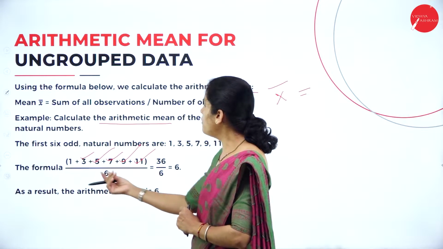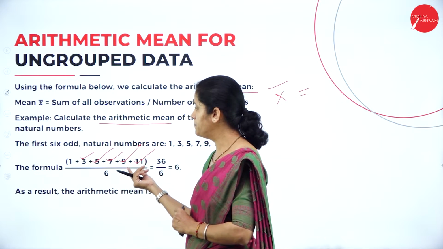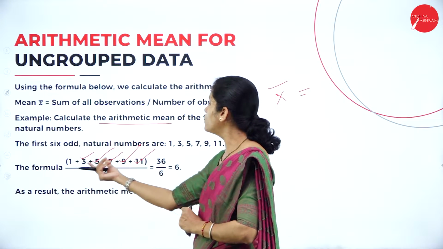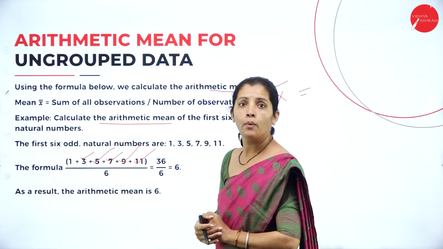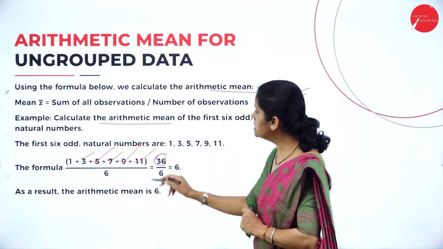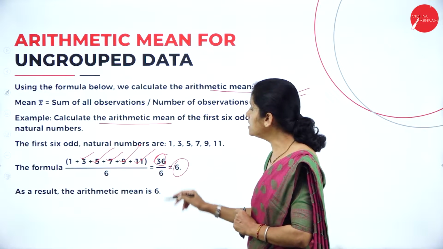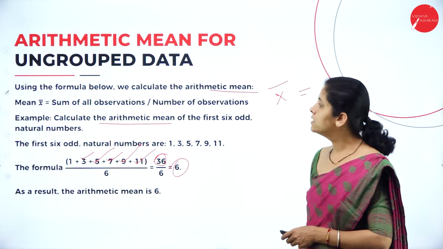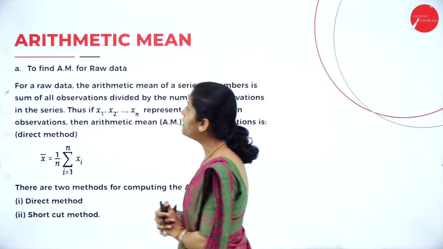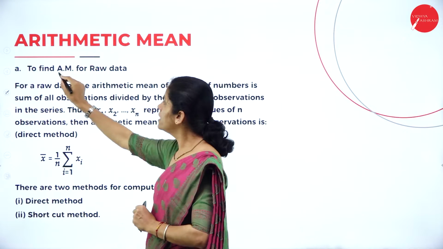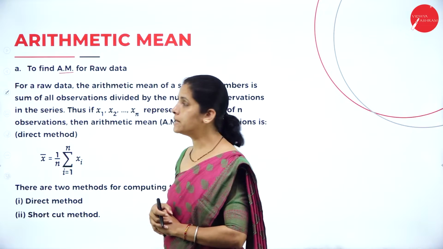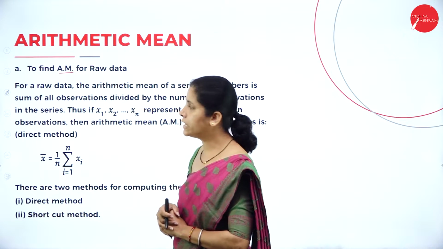And how many numbers do I have? 6. So, what do I want to do? I want to add all these values. When I add, I get 36 divided by 6. So, what's the arithmetic mean here? That is 6. Now, we find the arithmetic mean for raw data.